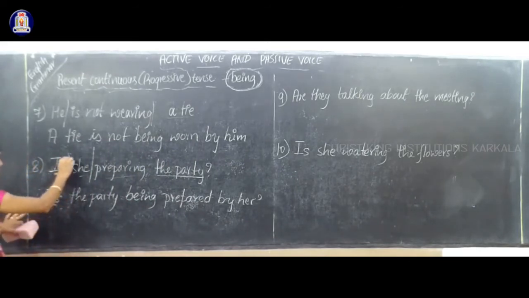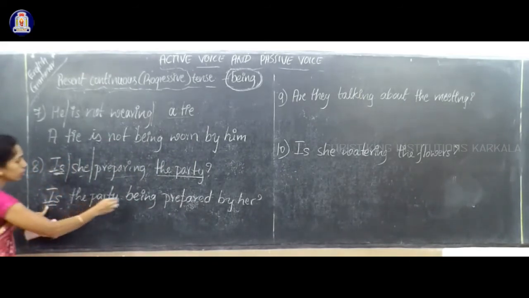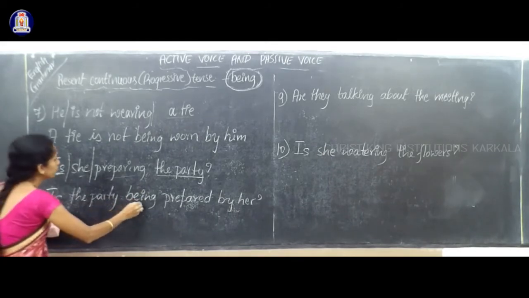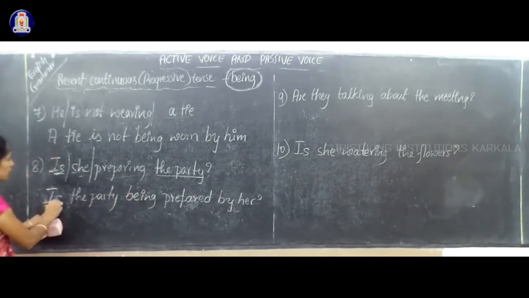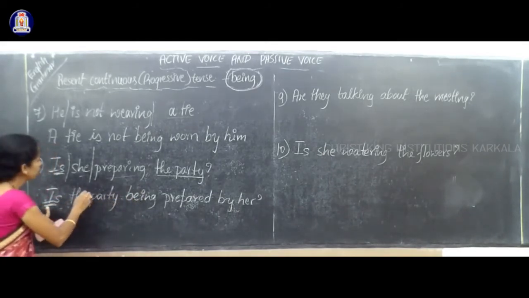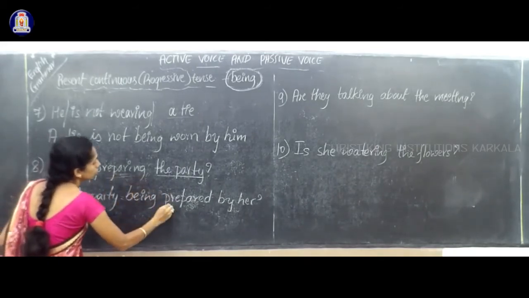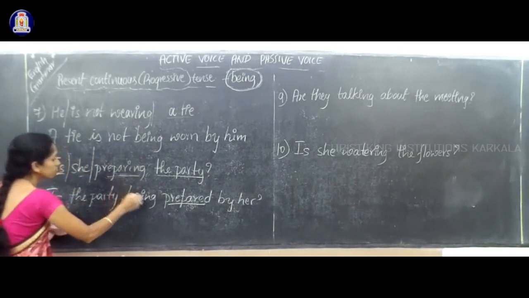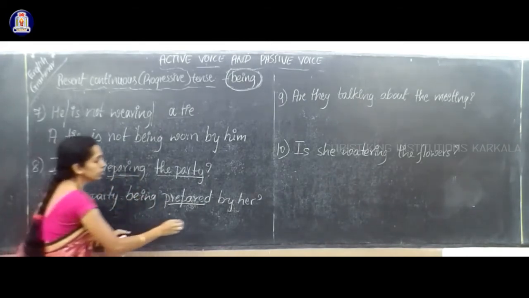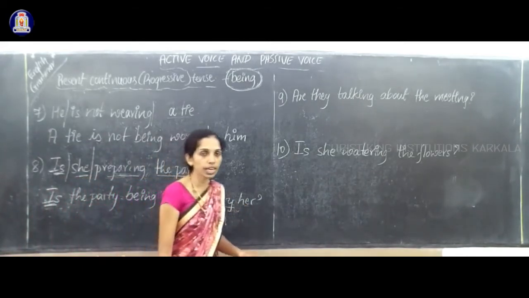See here, the "being" is in the same place. The third form of the main verb "preparing" is "prepared." She became her, and "by" is used as the agent.